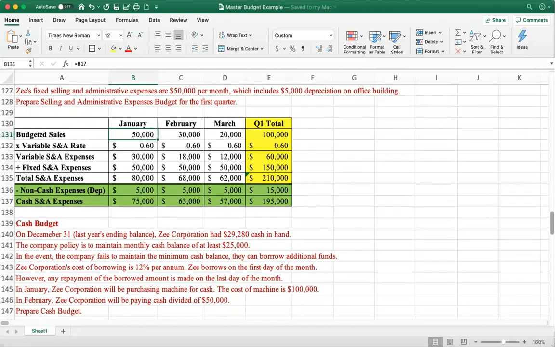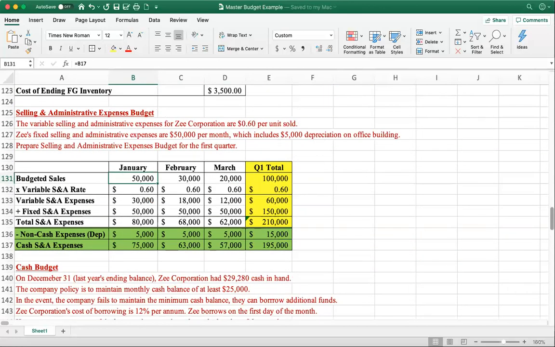Now the variable selling and admin expenses cost is 60 cents per unit sold. So we multiply by 60 cents. We get total variable selling and admin expenses, which is 30,000 for January, 18,000 for February, and 12,000 for March. And the total is 60,000. Then your fixed selling and admin expenses is 50,000 per month. So 50,000, 50,000, 50,000 for the 3 months, 150,000 total.